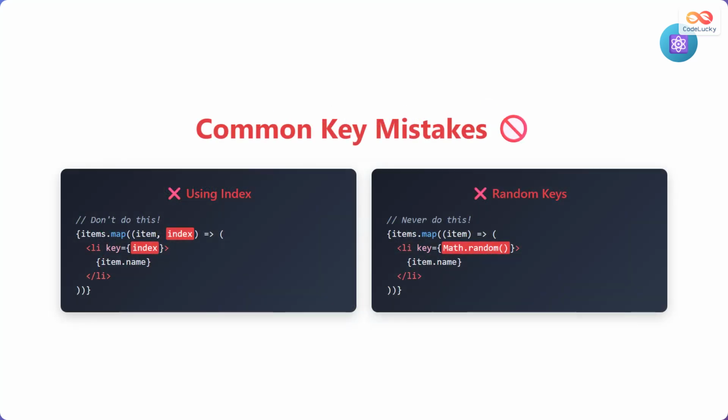Here are a couple of common mistakes to avoid. One common mistake is using the index as the key. This can cause problems when items are added, removed, or reordered in the list. Another mistake is generating random keys. Keys should be stable and predictable. Random keys will cause React to re-render the entire list unnecessarily.